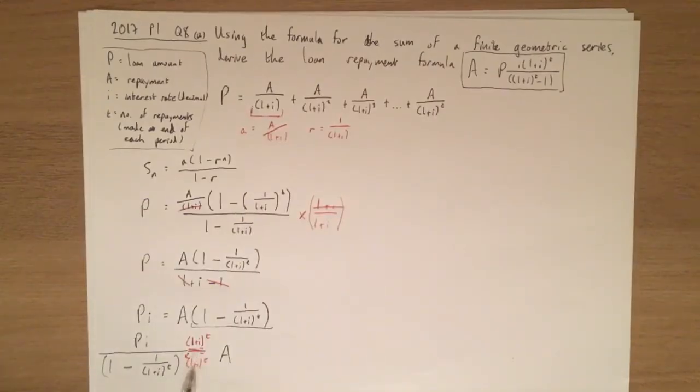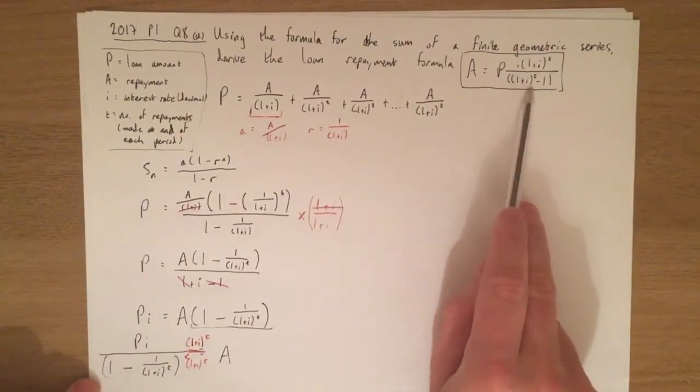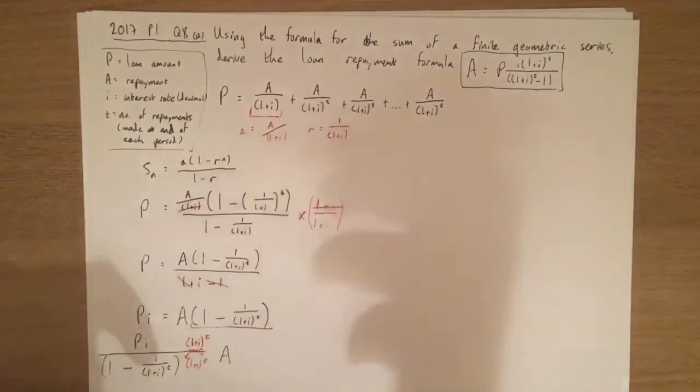But if you look, if you multiply the bottom by that same thing, 1 multiplied by 1 plus I to the t is going to give me this, minus, and then the 1 plus I to the t is going to cancel with this, so it's going to leave me with my minus 1. So this is going to give me my formula.